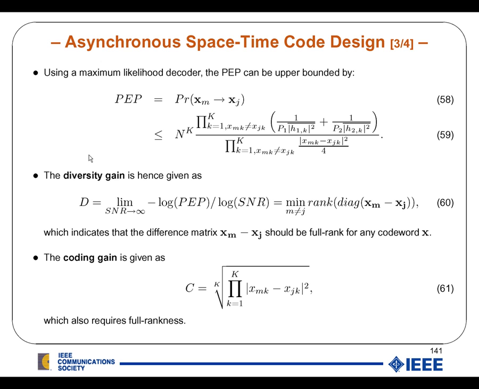Now, assuming a maximum likelihood decoder, the pairwise error probability can be upper bounded by that expression here, and I will not go into great details. The only thing which is interesting to see is the diversity gain, using the same expression as before, is given as the minimum rank of the difference matrix of the code words X and X'. Meaning, to get a good diversity order, this difference matrix needs to be full rank for any code word X, and therefore the tricky issue is really how to choose an optimum contraction matrix capital T. For your information, the coding gain is given by equation 61 here, which also requires full rankness.